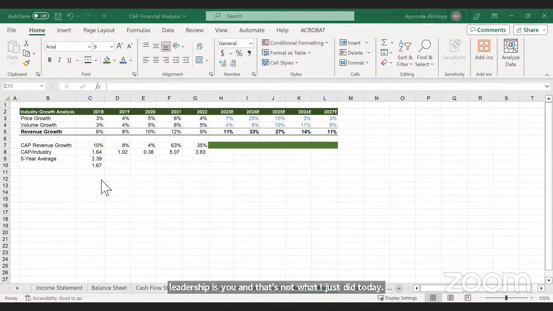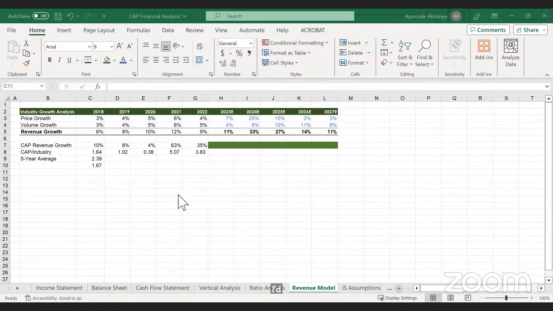Do you understand what I just did in relation to the discount? Deborah said no. Okay, let me take it again. After doing our industry analysis, we came to the conclusion that CAP will grow at a slower pace compared to the entire industry, right? Let me phrase it better.